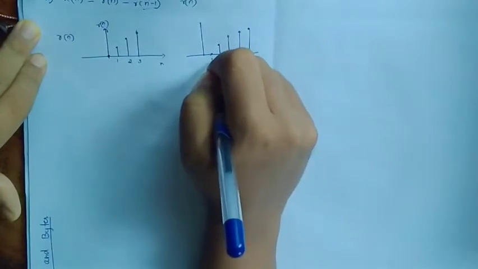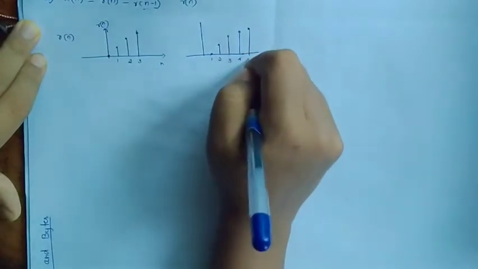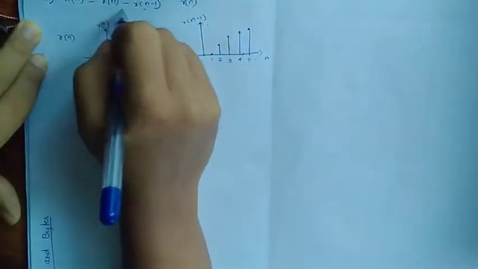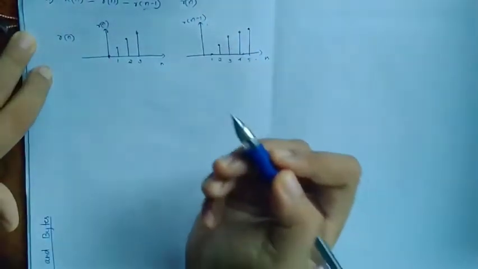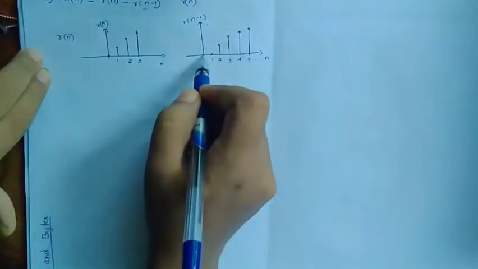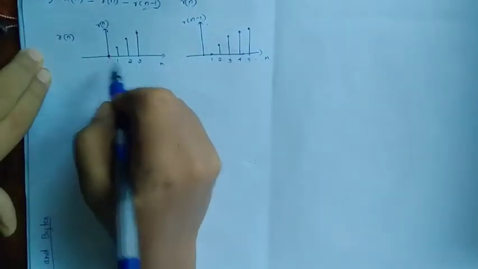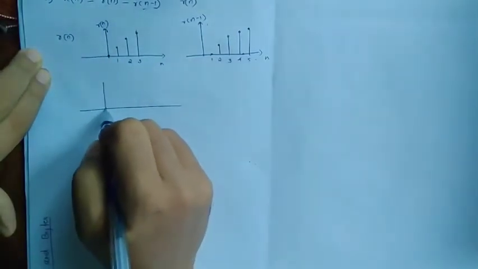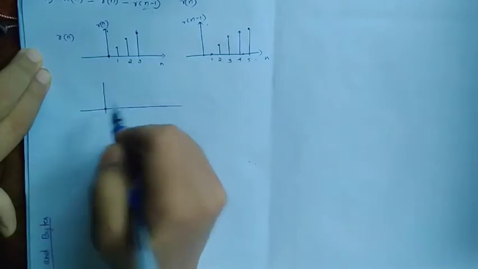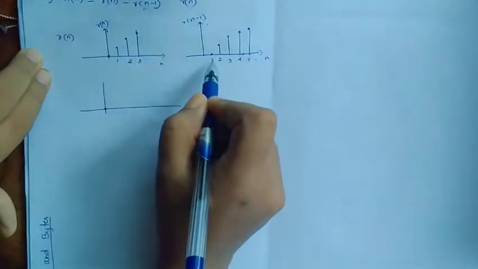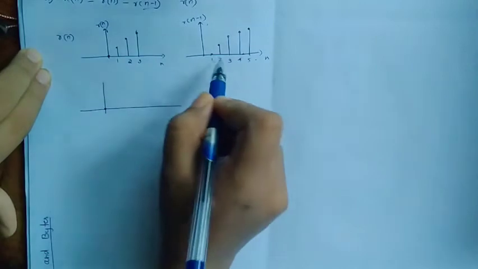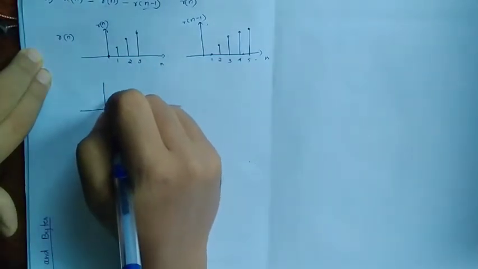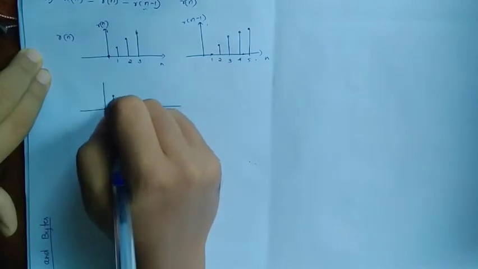This is 1, 2, 3, 4, 5, extra, right? So this is r of n minus 1. In the question, it is r of n minus r of n minus 1. So what will be remaining will be, at 0, it will be 0 minus 0. So that is 0. And at 1, it will be 1 minus 0. It will be 1, right?